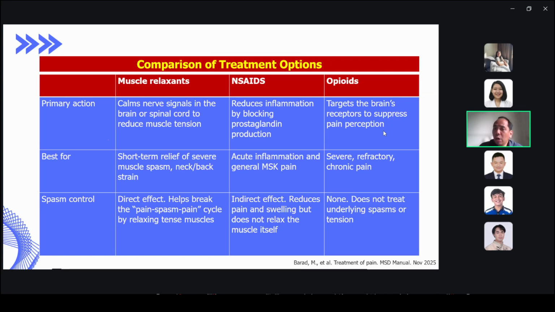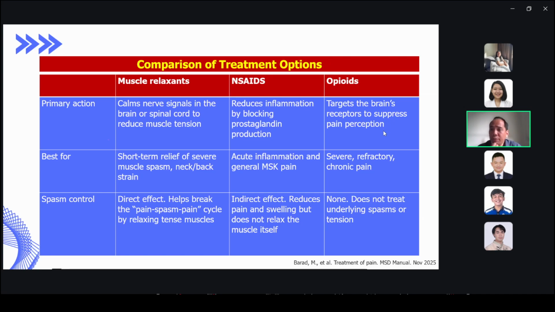How about the NSAIDs, no? NSAIDs like your celecoxib, etoricoxib, your mefenamic acid, Alaxan, ibuprofen, no? So it primarily acts to reduce inflammation by blocking the prostaglandin production. And then it's best for acute inflammation and general musculoskeletal pain, but it has no direct effect on the muscle spasm control. How about the opioids?